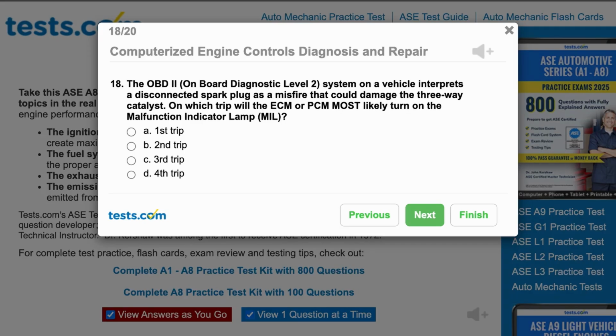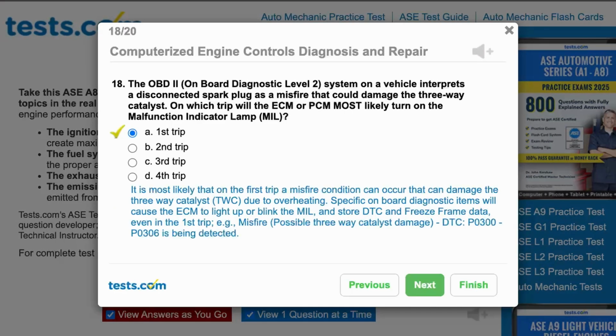The OBD2 Onboard Diagnostic Level 2 system on a vehicle interprets a disconnected spark plug as a misfire that could damage the three-way catalyst. On which trip will the ECM or PCM most likely turn on the malfunction indicator lamp? A. The first trip. B. Second trip. C. Third trip. D. Fourth trip.